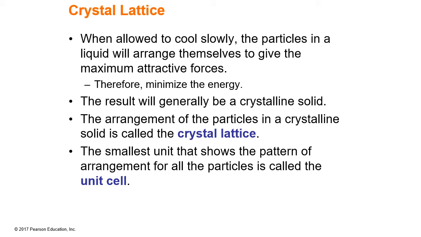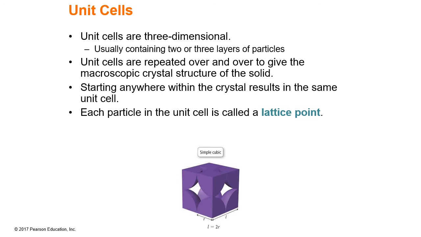And if we look at the very smallest part that has that repeating pattern, this is what we call a unit cell. So the arrangement of those atoms in the smallest unit is our unit cell. Unit cells are what get repeated over and over to give that overall large crystal structure of a solid.